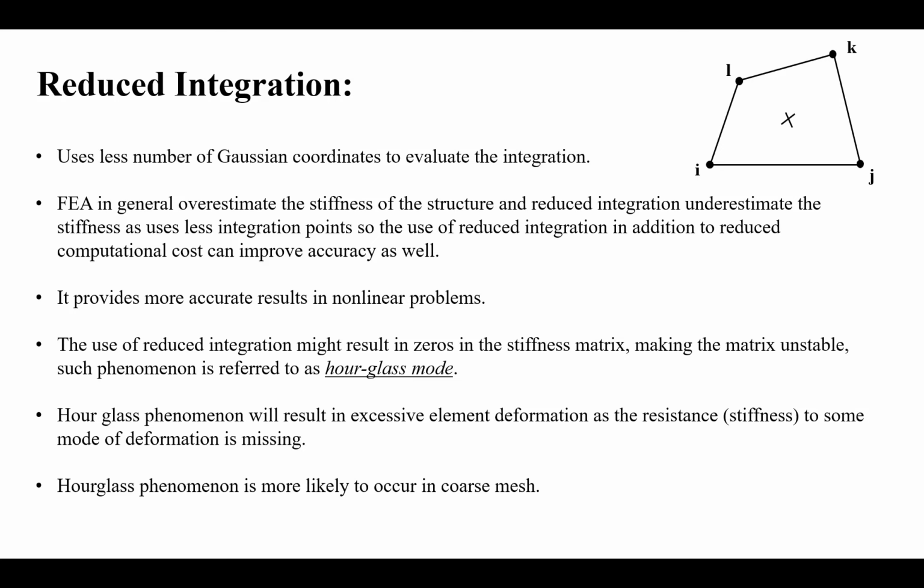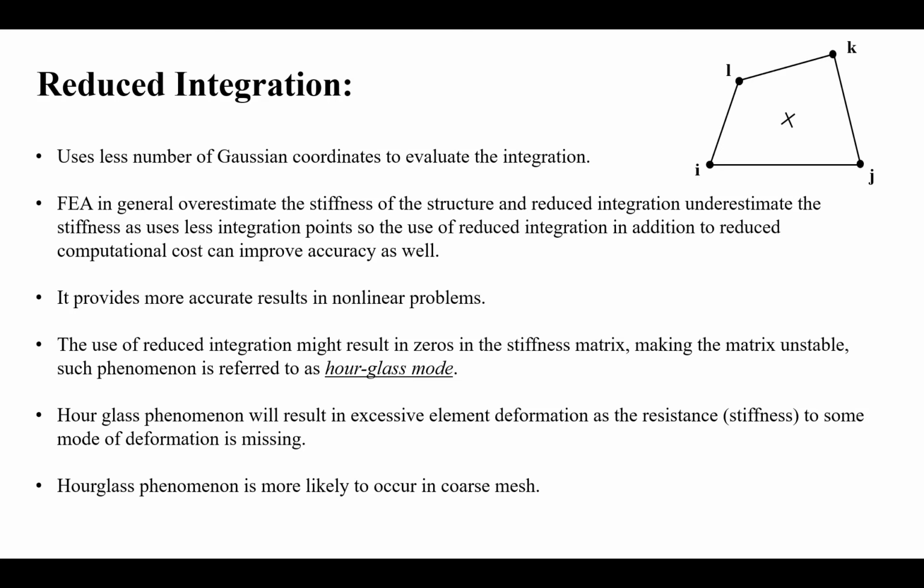And your stiffness is going to be underestimated using reduced integration. So the stiffness is overestimated by using a finite element and is underestimated when you're using reduced integration, so they're going to balance each other out and you're going to get a better result. So that's very interesting that the simpler approach gives us a more accurate result. That's why in FEA or in ANSYS, reduced integration is the default mode. We are using reduced integration unless we change it manually.